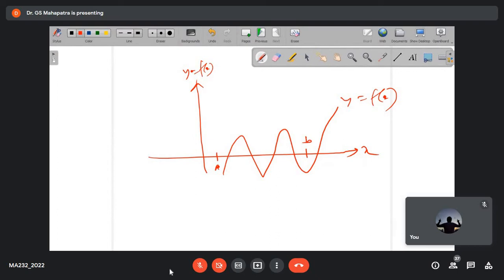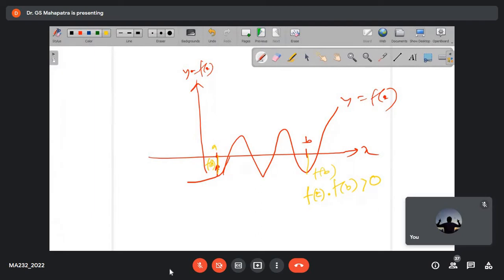And if you consider this one, what is this line? f of a. Fine, f of a. And what is this one? f of b. Now write down f of a into f of b. What is the answer? Greater than 0. So what is your conclusion? Between a and b, root does not exist, correct?